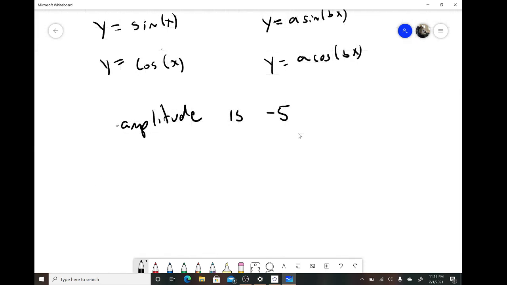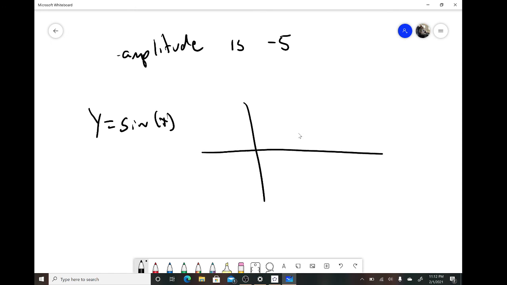So what does the parent function look like? For sine of x, the parent function looks like this. It begins at 0, goes up to 1, and down to -1. That is the amplitude, which is 1. So you go up to 1 and down to -1. If the amplitude is 5, then you go up to 5 and down to -5. A full period for the sine wave is 2 pi. So you go up, down, and back up. And this is not to scale. Let me try to do that a little bit better.